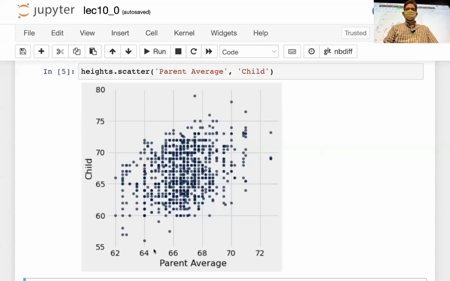And by the way, this was all collected before modern nutrition. So I don't think that this is useful at all at telling us anything about how people are today, but it was something that was classically studied. And these are in inches. So 60 is 5 feet and 72 is 6 feet.